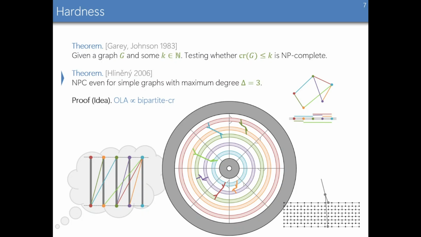So it just boils down to finding a good permutation of the rings in order to minimize the number of crossings of these colored edges. All other crossings are there anyhow in an optimal drawing. So this is the idea how Chimani showed that these are simple graphs, they're cubic graphs, so maximum degree 3, and the crossing number is still hard.